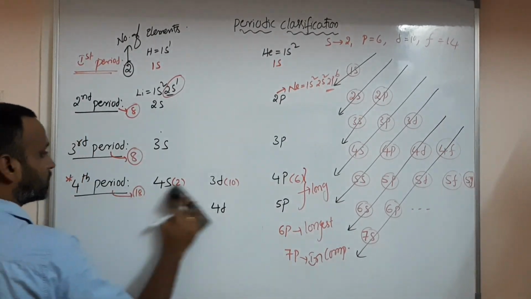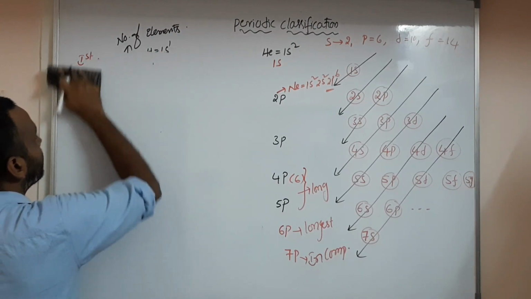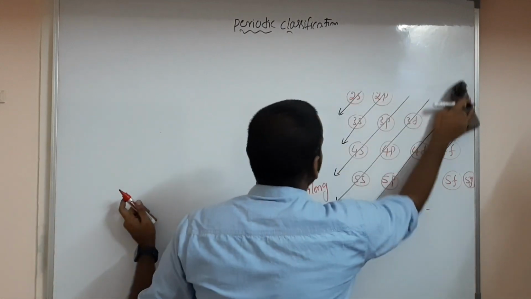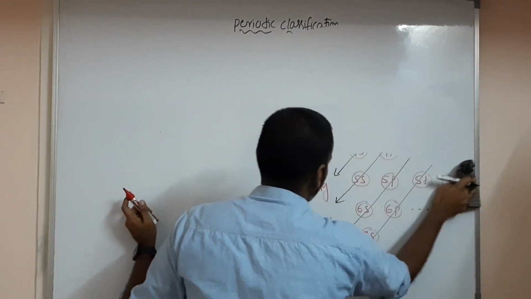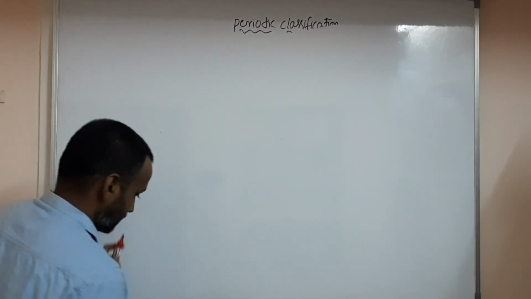Next, we have to discuss some properties about the periodic table only. What is an S block element? What are the P block elements? What are the D block elements? What are the F block elements?